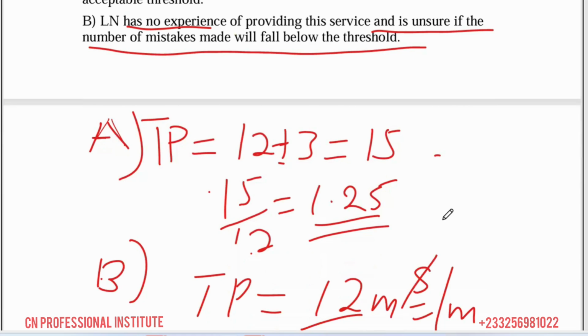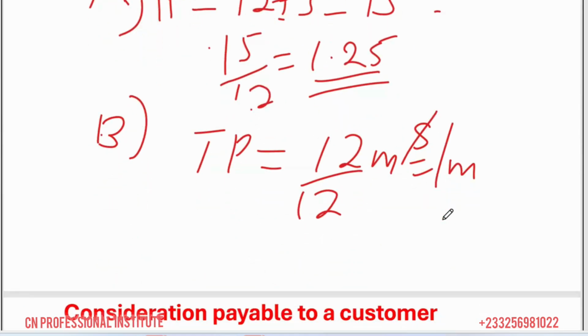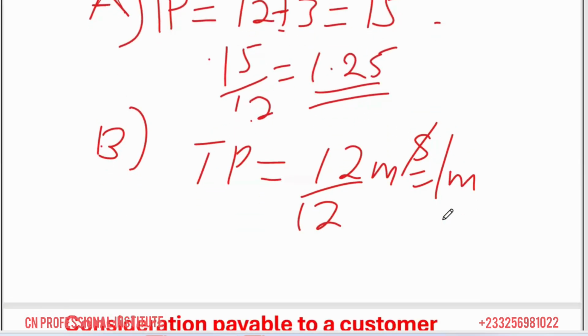So since they don't have experience, we don't have to record the 3 million variable consideration. We have to record only the 12 million fixed consideration. So we are going to record only 1 million as revenue.